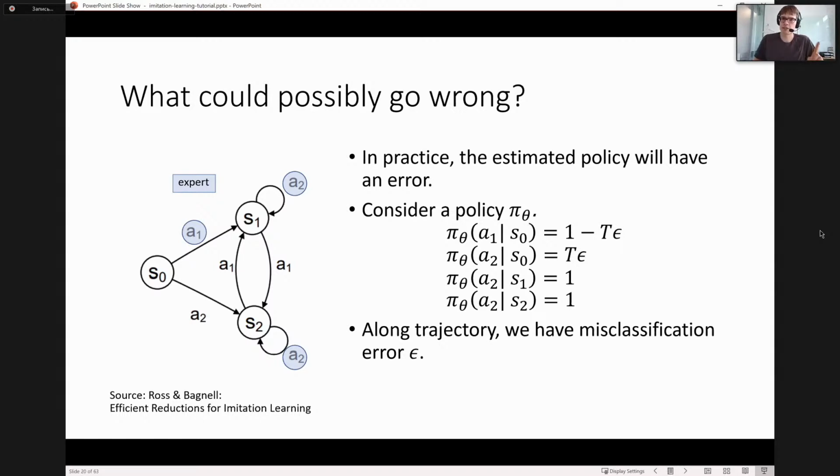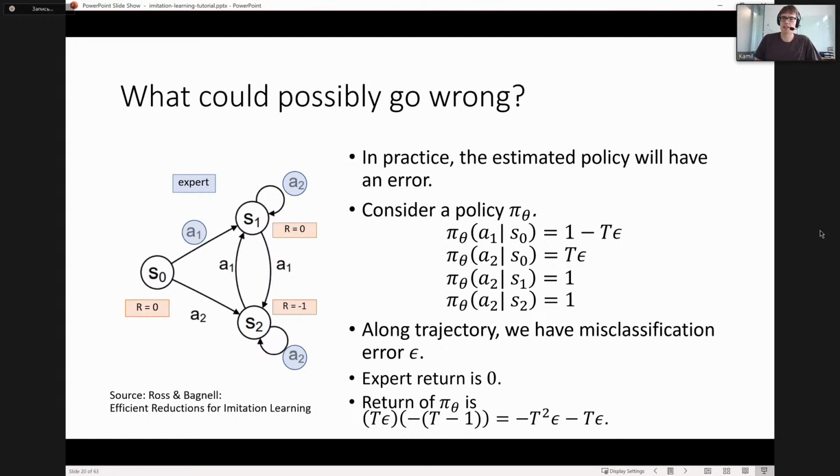And now we're looking at trajectories of length capital T. Along the trajectory, the average misclassification error is epsilon, right? Because I'm making error T times epsilon in the first state, and I'm making 0 error in the remaining states. So on average, as I average the errors along the whole trajectory, I'm making epsilon error. And so let's look into what the rewards are in that system. Let's say the reward of S1 is 0, the reward of S2 is -1, the reward of S0 is 0. So the expert return is 0 because they never go into that branch.